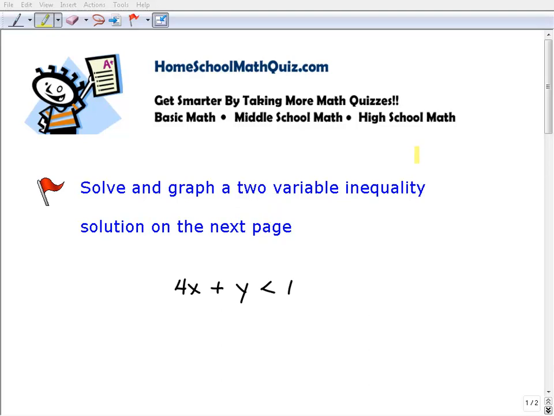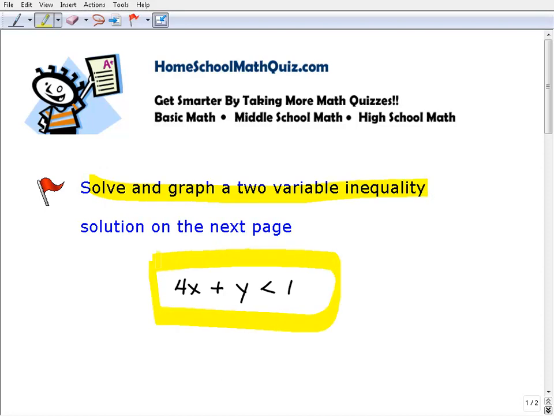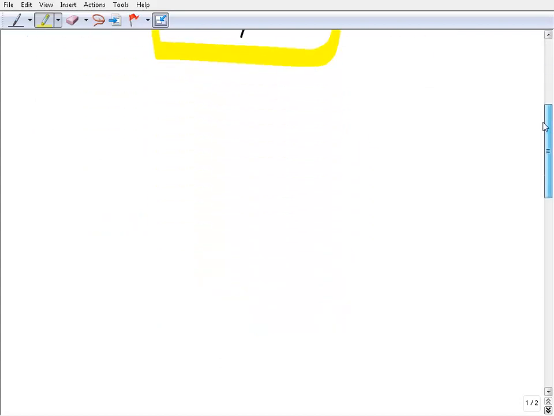Okay, let's go and take a look at our quiz question here. It says solve and graph a two-variable inequality. So here is our question, and it's going to involve a couple different moving parts, if you will. If you haven't tried this question, you might want to go ahead and pause the video and see if you can do it now. Okay, so let's take a look at the solution.